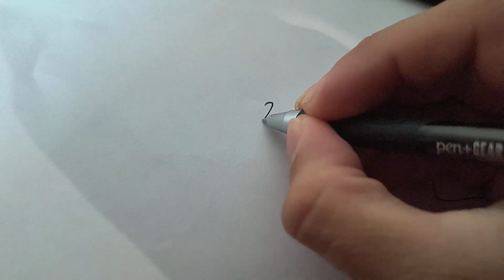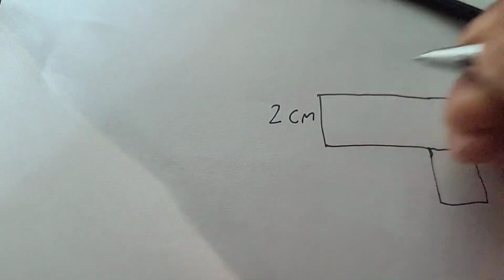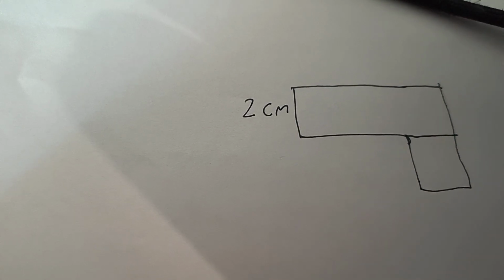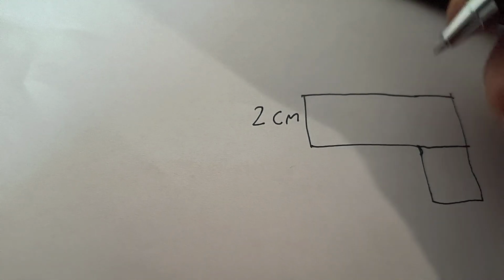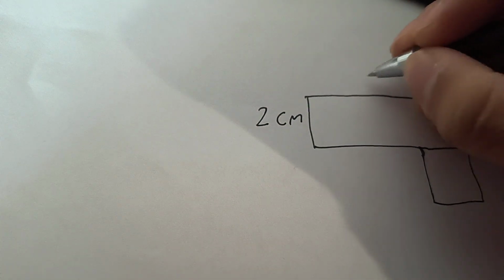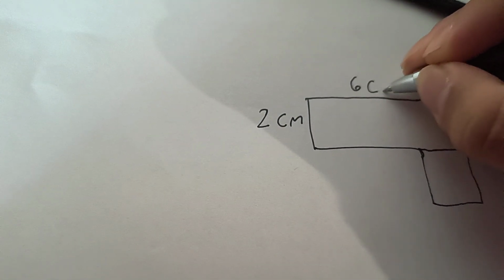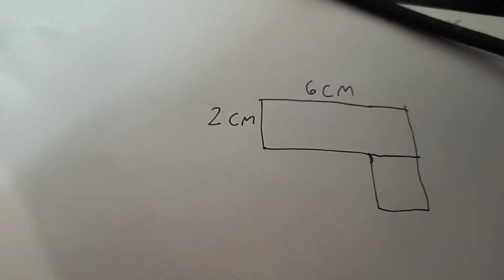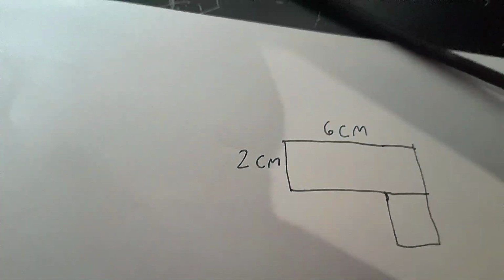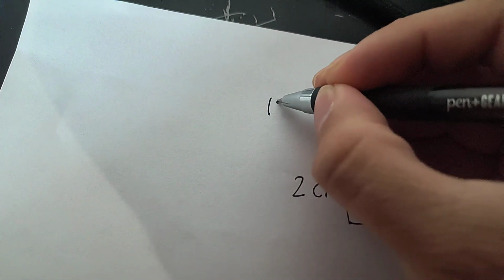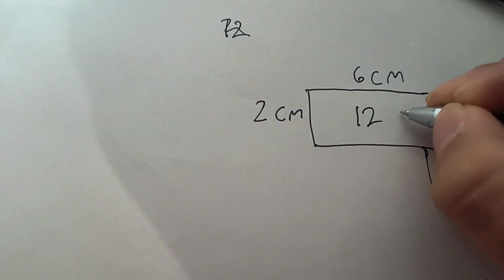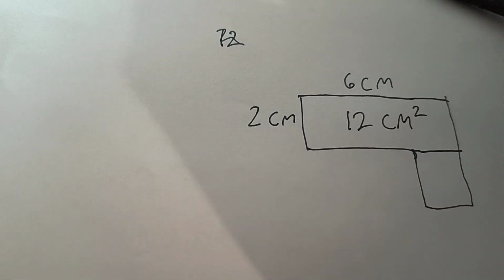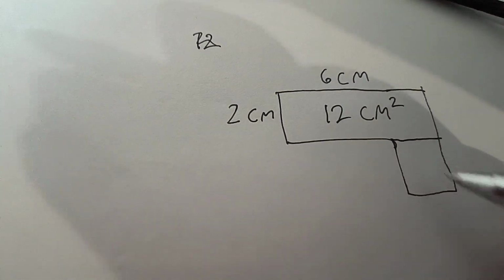Let's say this part is 2 centimeters. And let's say this part is 6 centimeters. Then the area of this rectangle would be 2 times 6, which would be 12. So this area is 12 square centimeters.